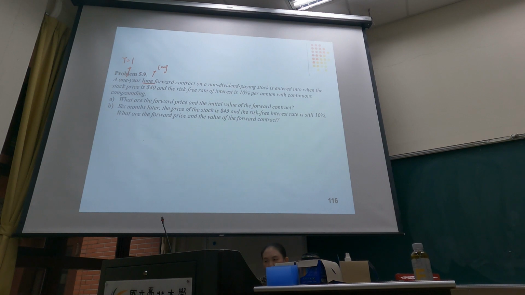So if we draw diagrams, anytime, if I were you, I would draw a diagram to help you distinguish your position better. The cross point here is K, right? Agree? And then the non-dividend-paying stock is entered when the stock price is 40. Remember, that's S0. We have to use this to compute F0. And the risk-free rate is 10%.